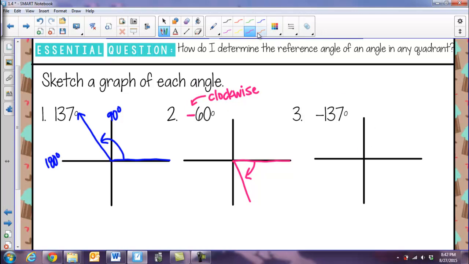Okay? So we have negative 137 degrees. Again, we're going to start with our initial side on the x-axis, but then we're going to go clockwise because it has a negative. I know it's kind of like you flip it upside down. It's not an acute angle, but it's not more than 180. So it's going to be over here, and my angle measure goes there. That would be negative 137 degrees drawn on the coordinate plane. Okay, so that's how we would sketch angles on the coordinate plane.